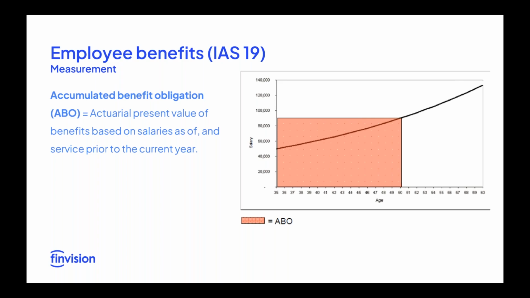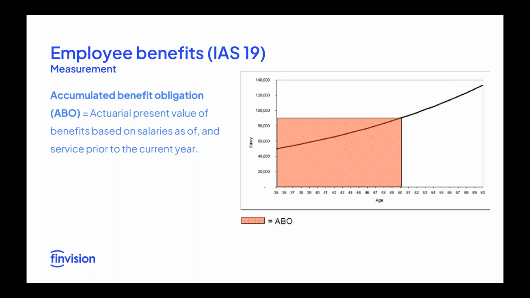And that's the actual present value of the benefits on the salaries as of and service prior to the current year. So basically all the contributions in Belgium, all the contributions that have been made by the employer and eventually also by the employee, this is the accumulated benefit obligation. So it will not consider future, that on those obligations, the future return on those will be already considered.